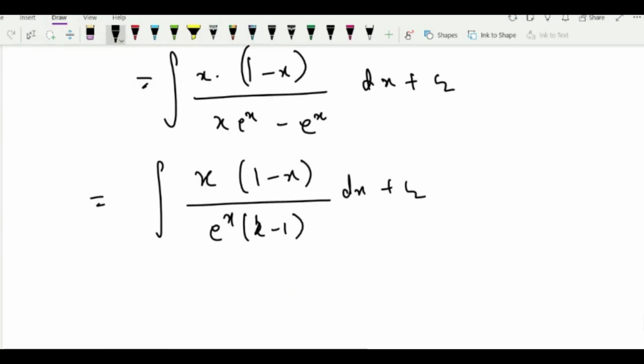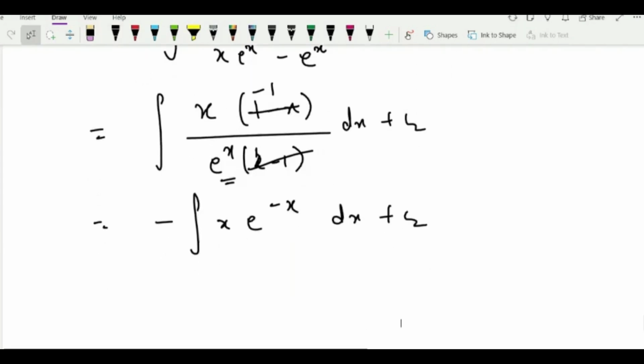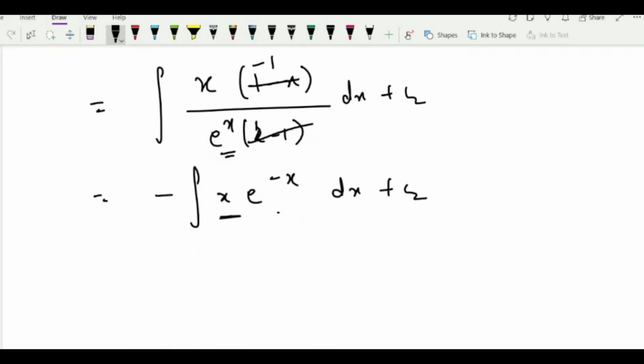So here this will cancel out with the negative sign. Taking negative x common, this will become e raised to power minus x dx plus c2. Now for finding the integration of the product of two functions, we have the UV rule, integrating by parts. We can write this as the first function, and this as the second function.